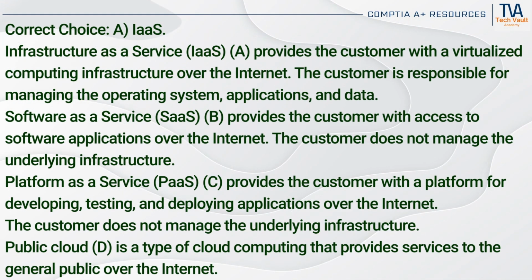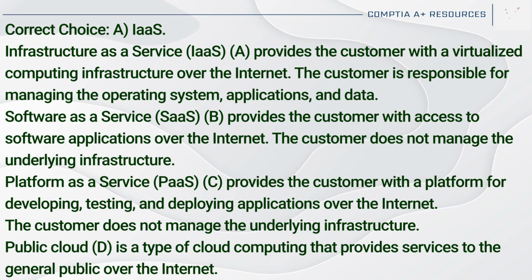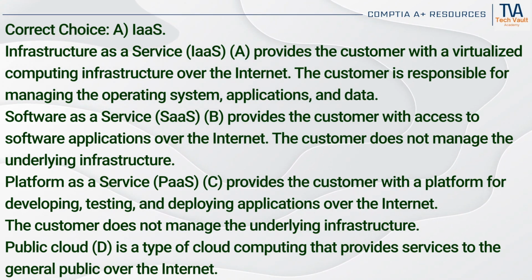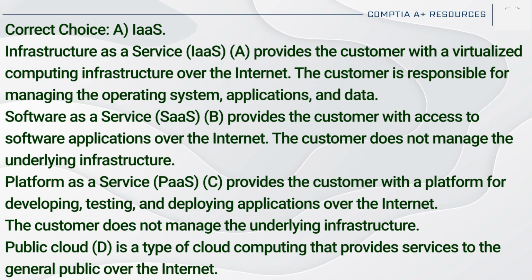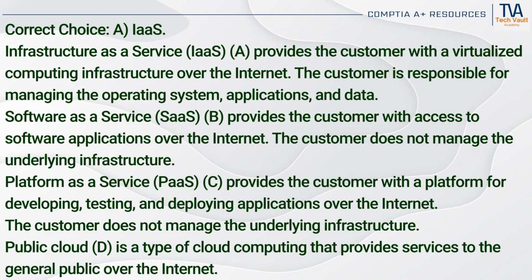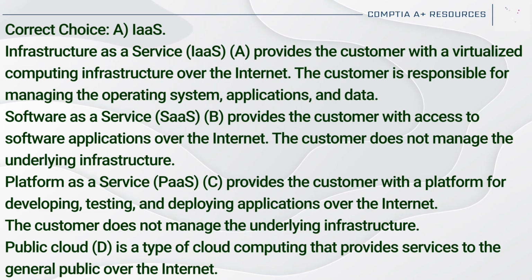Correct choice, A. IaaS. Infrastructure as a service, IaaS, A, provides the customer with a virtualized computing infrastructure over the internet. The customer is responsible for managing the operating system, applications, and data. Software as a service, SaaS, B, provides the customer with access to software applications over the internet. The customer does not manage the underlying infrastructure.